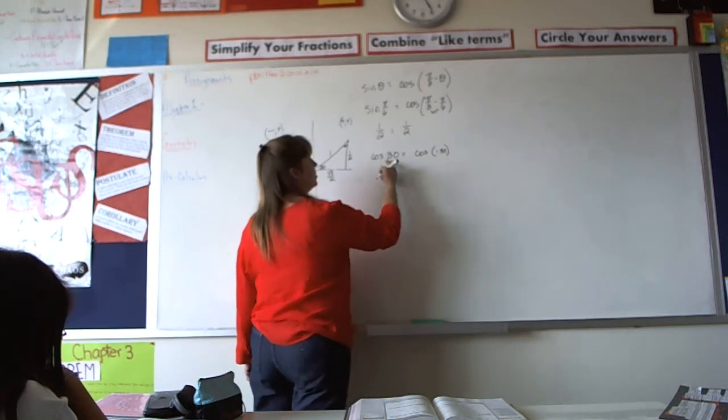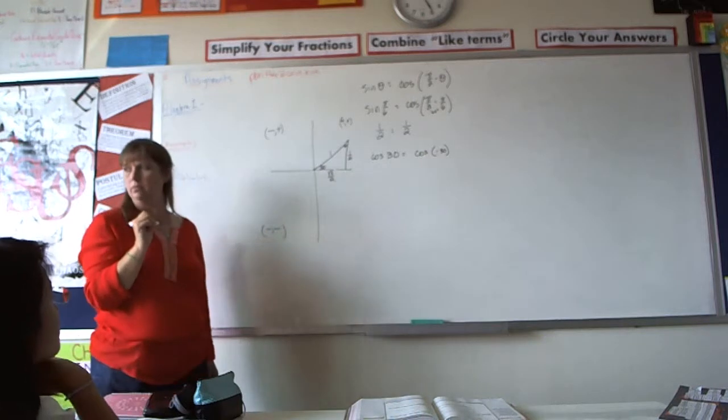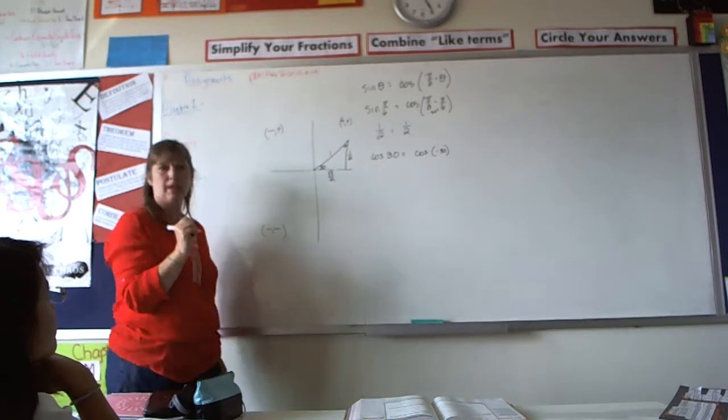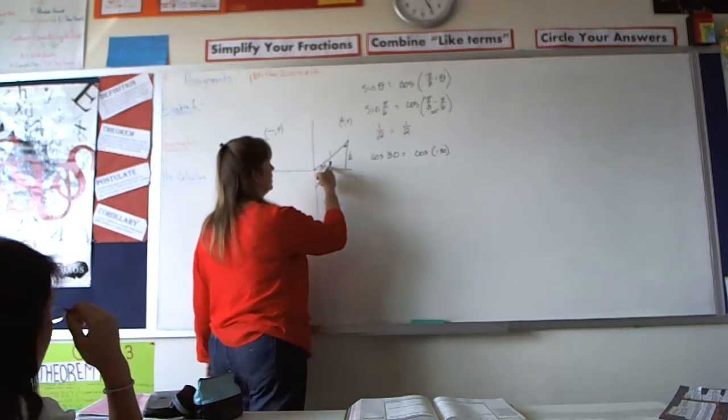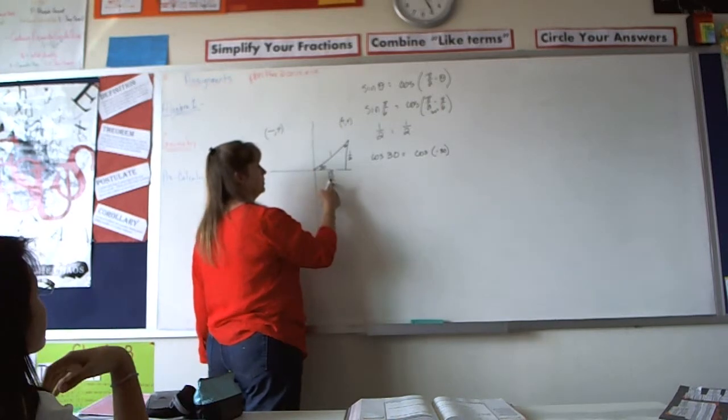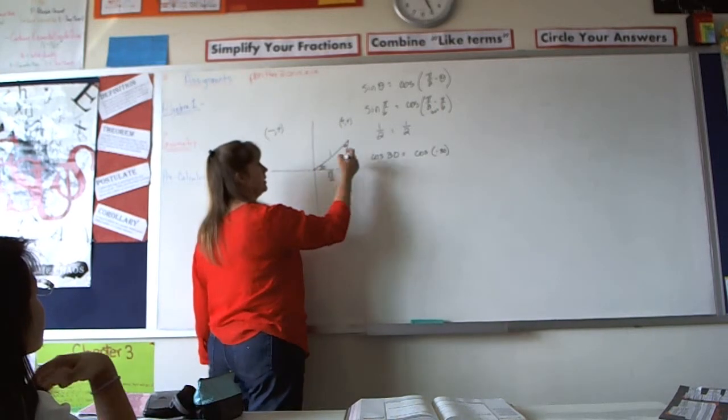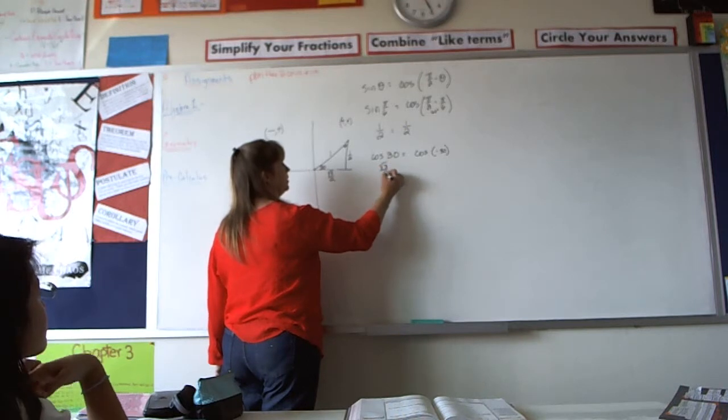They're saying that these two are the same value. Let's prove it. What's the cosine of 30 here? Adjacent over hypotenuse: square root of 3 over 2.